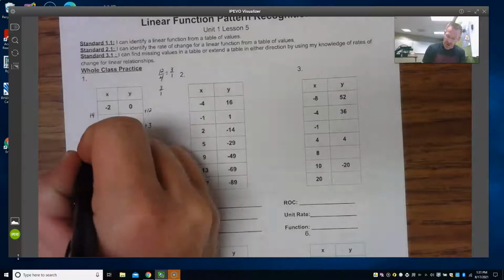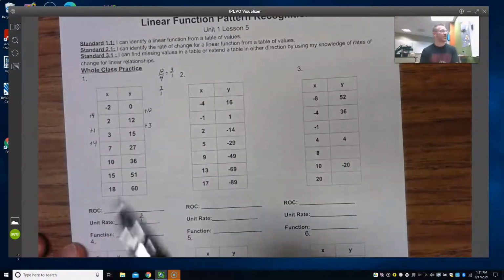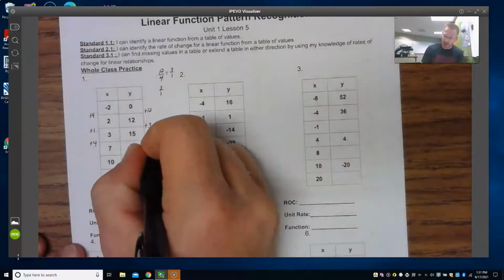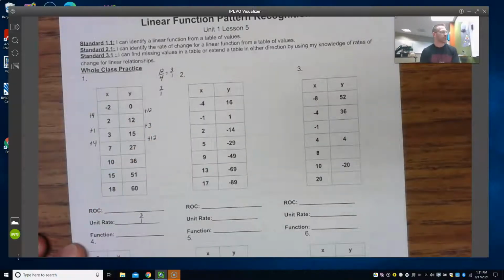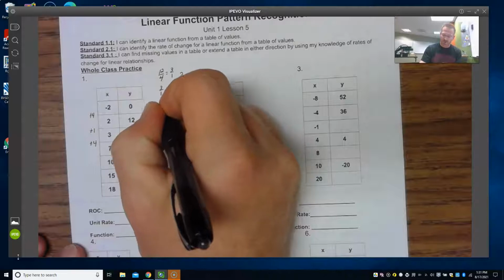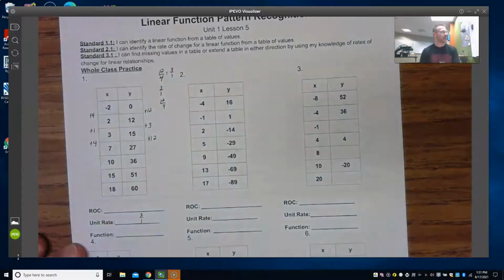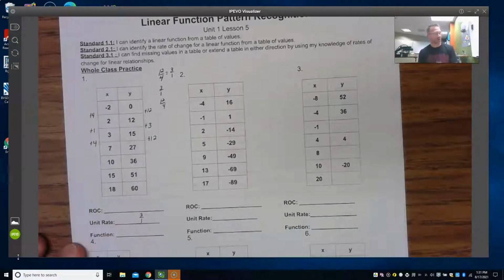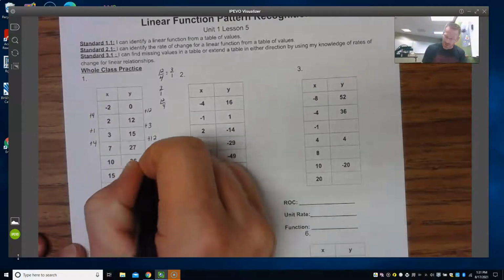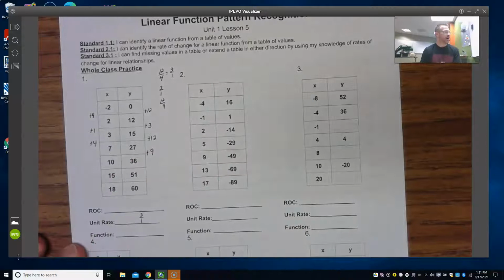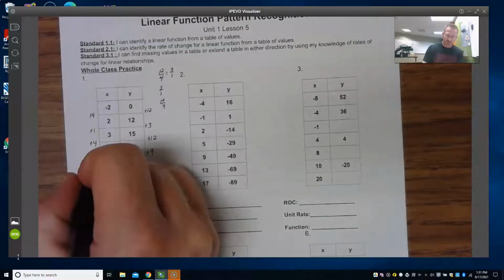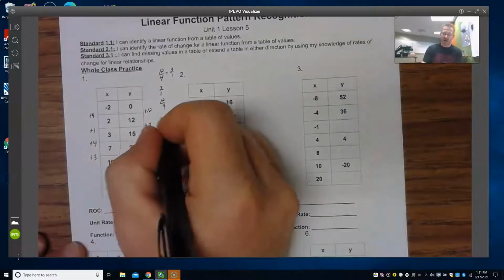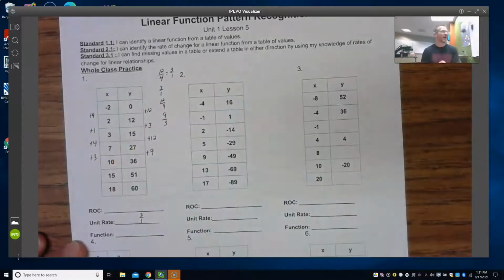Notice 3 to 7, I go up 4 again. Now, it should match if it's linear, right? If I went up 4 for x here, my y's should go up by 12, and they do, right? So I get another 12 to 4. Now let's look at how my y's change here. So I go from 27 to 36. That looks like I go up 9 there. But notice my x's, I go from 7 to 10, I go up 3. So my rate of change is 9 to 3. That looks different than what we've had before.